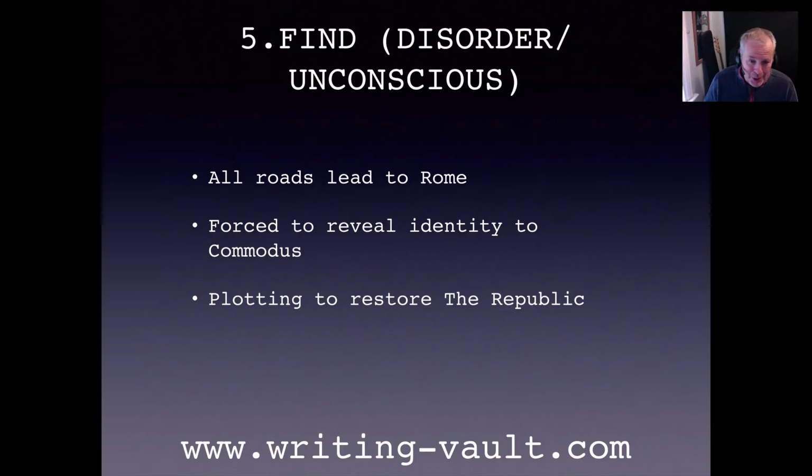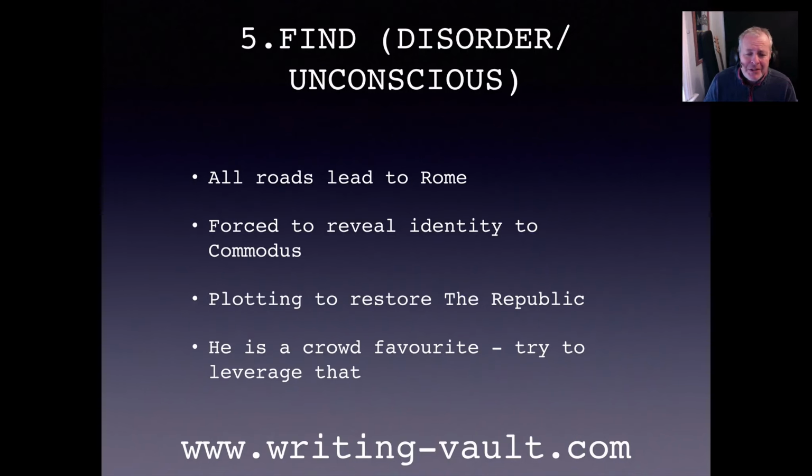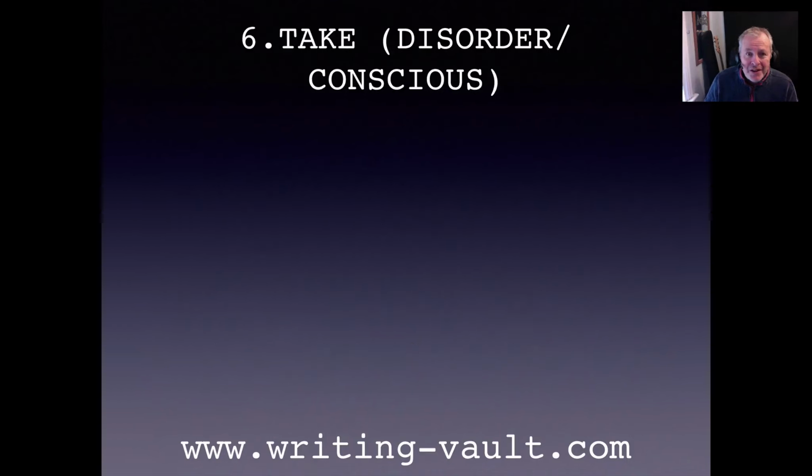And there's plotting going on in the background, it's kind of like backstory, to try and restore the Republic and depose Commodus, and Maximus is a crowd favourite, and Proximo and his influence and Maximus's own strategic brain realise that that's something they can try and leverage.